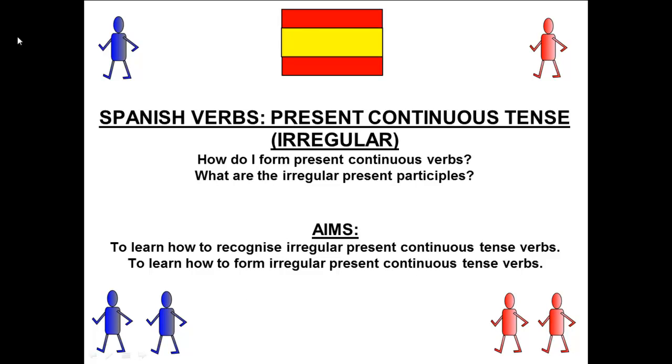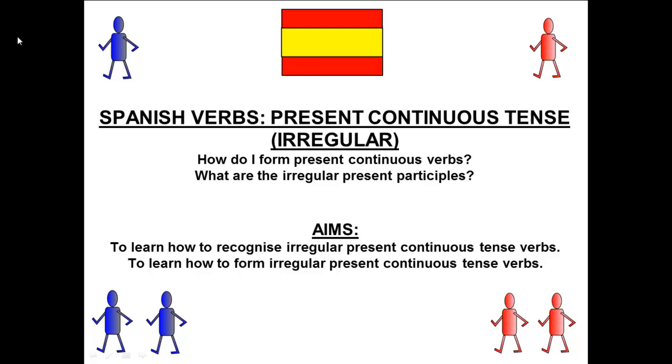In this lesson we'll look at Spanish verbs in the present continuous tense with a focus on irregular present participles. We're going to answer these questions. How do I form the present continuous verbs? And we'll do a recap of the previous lesson. And also, what are the irregular present participles?